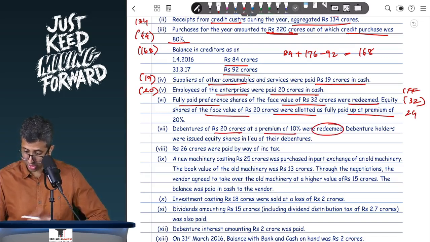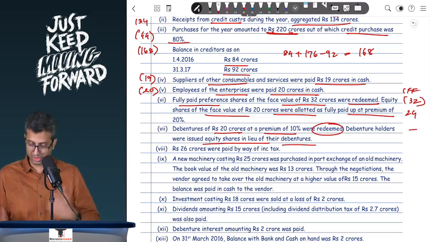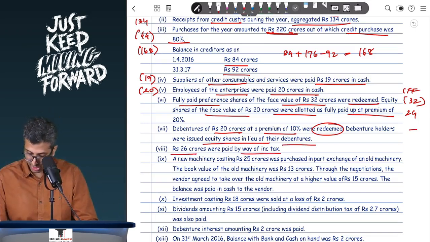Debenture holders were issued equity shares in lieu of their debentures. So इसका कोई effect ही नहीं आएगा, because here you have been told that they were issued equity shares in lieu of their debentures, which means it is not a payment in cash. 26 crores was paid by way of tax.